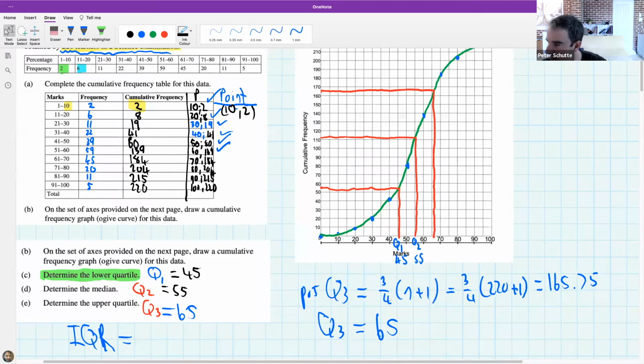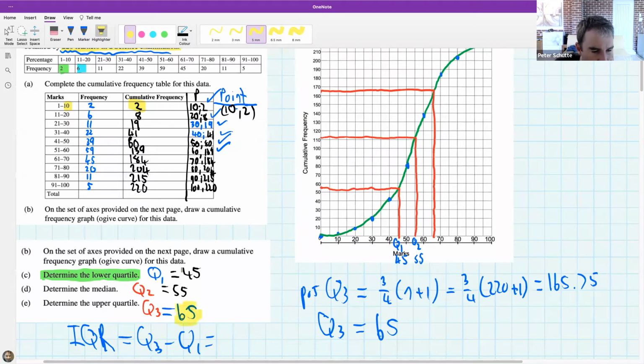I see someone's hand is up. Owami, how do we calculate the interquartile range? So the interquartile range is Q3 minus Q1. Perfect. So what are you going to get for that, Owami? Here's Q3 and here's Q1. So you're going to get 20. Yep, so the interquartile range is 20.